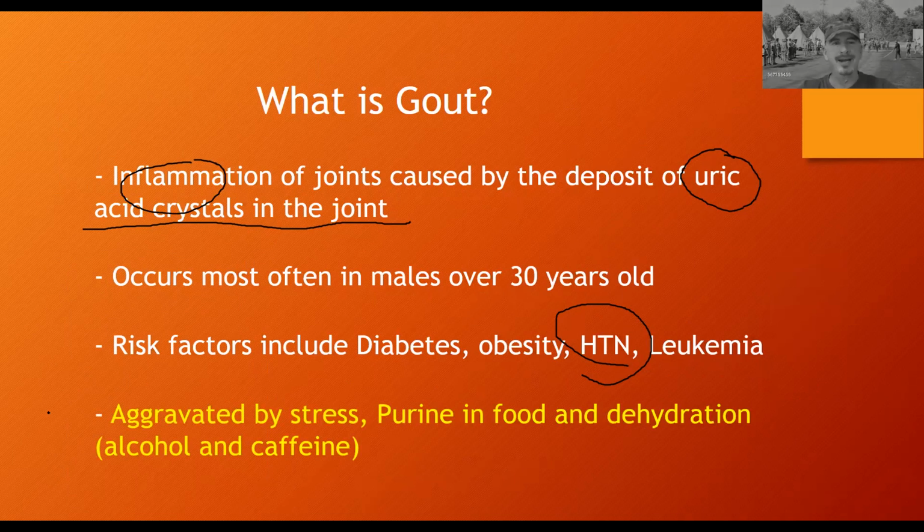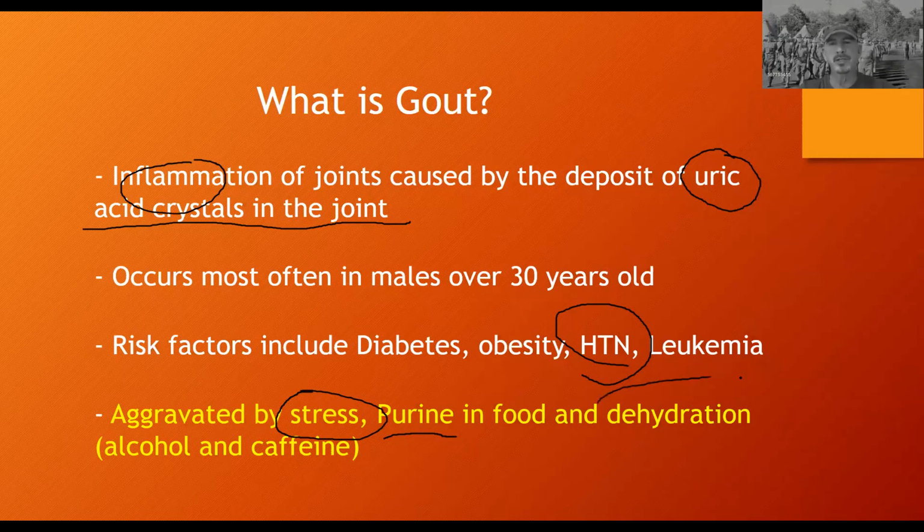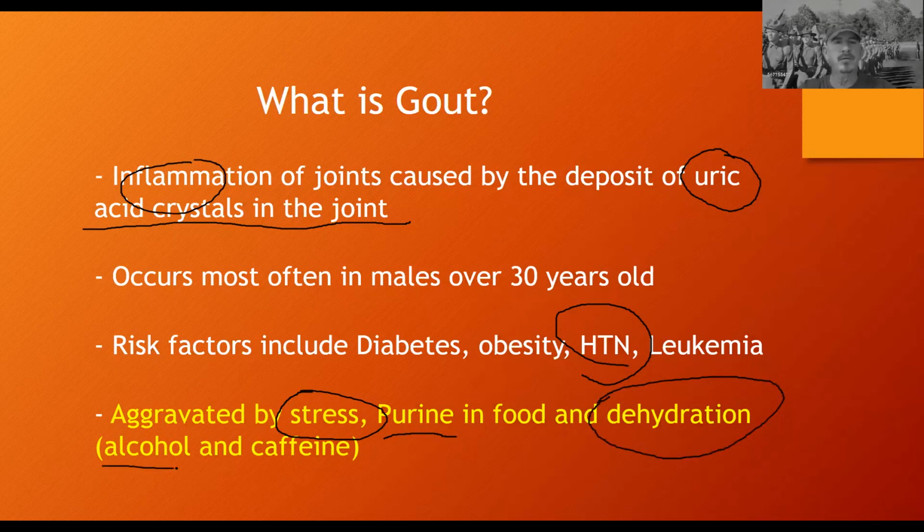And things that will aggravate it: stress. Purine is a chemical in some foods that aggravate it. You would have to look that up, because off the top of my head, I can't remember what foods have purine and which ones don't. I'm going to have to look that up, aren't I? Yeah, I better. Anyway, there you go. Homework. Dehydration is not good. Dehydration will affect it. And alcohol and caffeine.